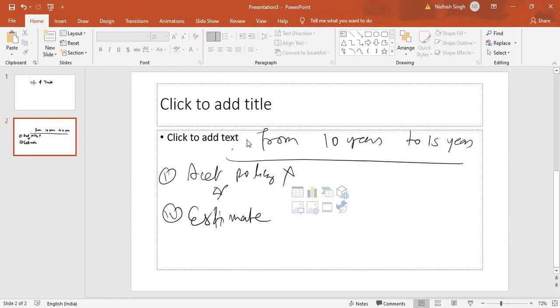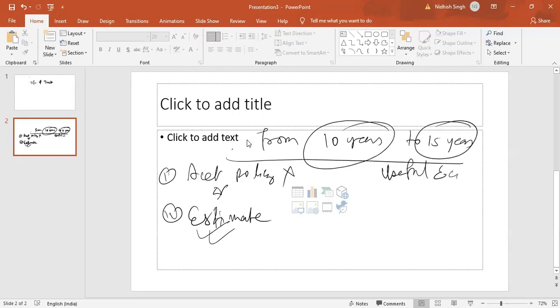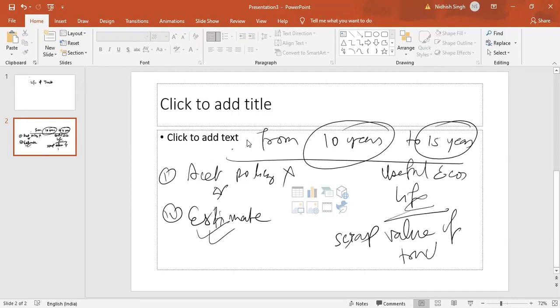There's no change in policy yet. It is a change in estimate, because the number has changed. Yes, the useful economic life. The right term for this is useful economic life. That has changed. Or maybe I can change the scrap value of the truck. That's another change I can do.